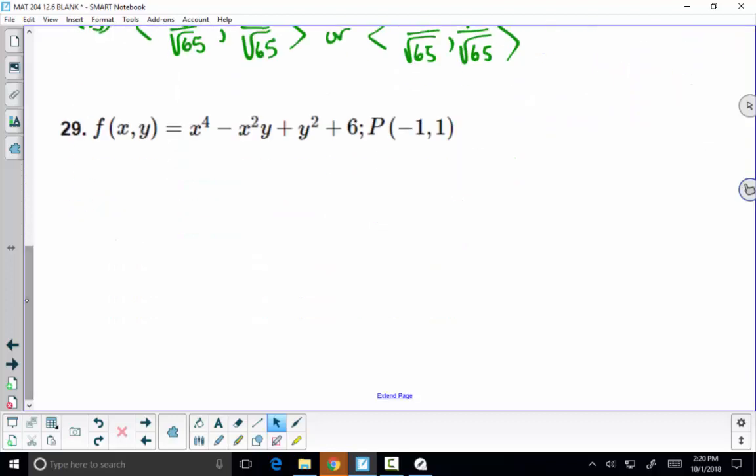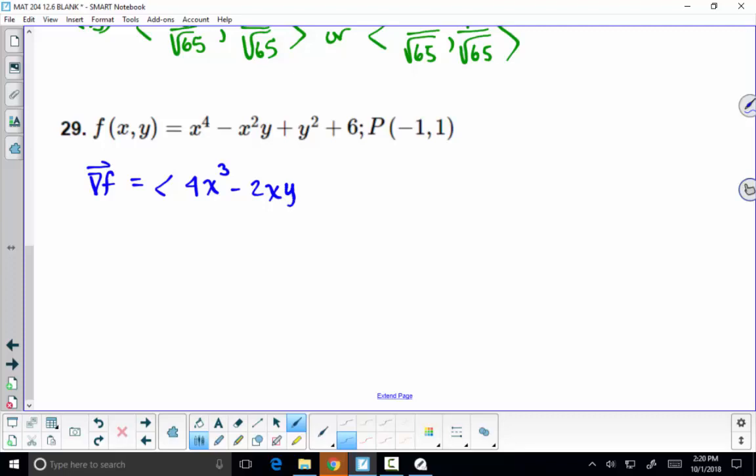All right, we ready to roll? Let's see. So the gradient. It's so nice having a name for this vector now, isn't it? So 4x cubed minus 2xy, comma. We take the partial with respect to x, and then the partial with respect to y. So that'll be our gradient vector. Again, the gradient lives in the domain.